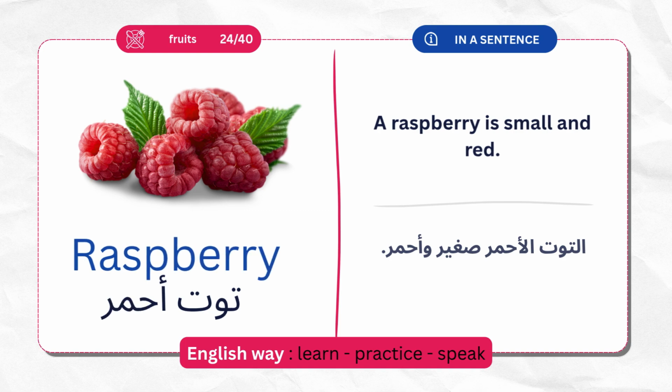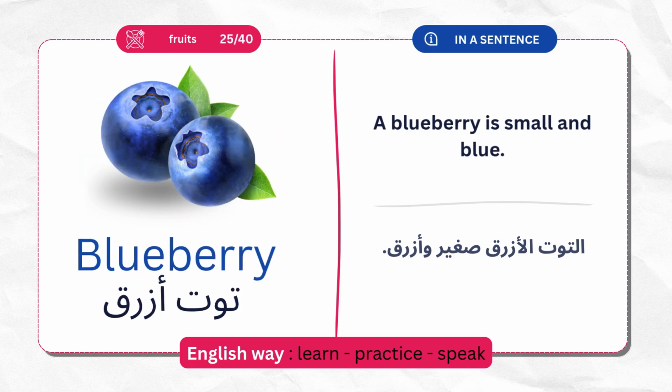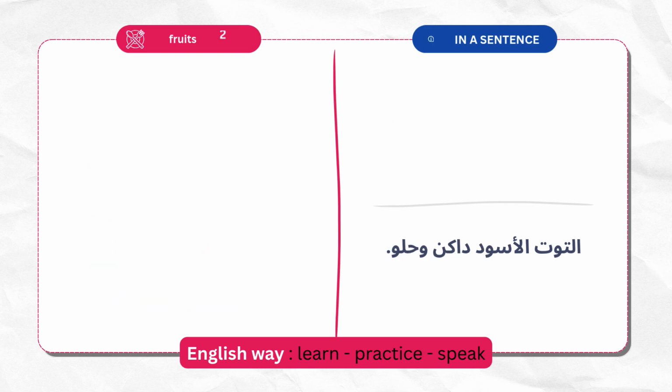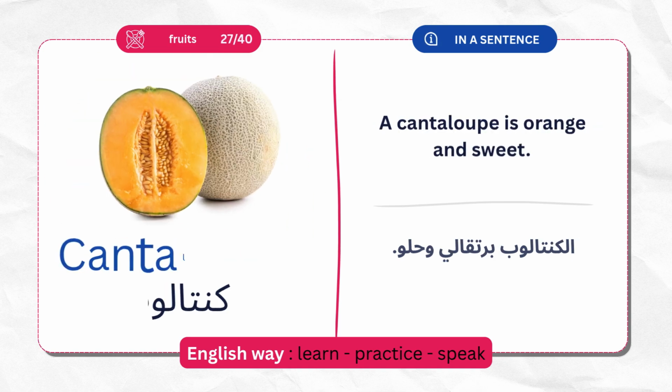Raspberry. A raspberry is small and red. Blueberry. A blueberry is small and blue. Blackberry. A blackberry is dark and sweet. Cantaloupe. A cantaloupe is orange and sweet.